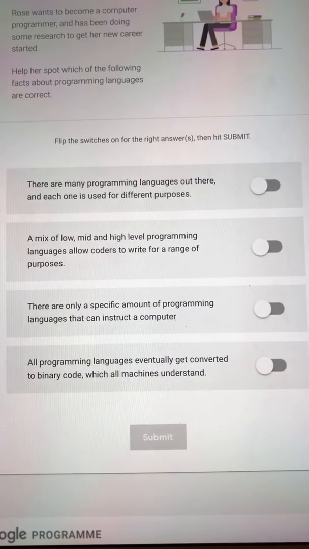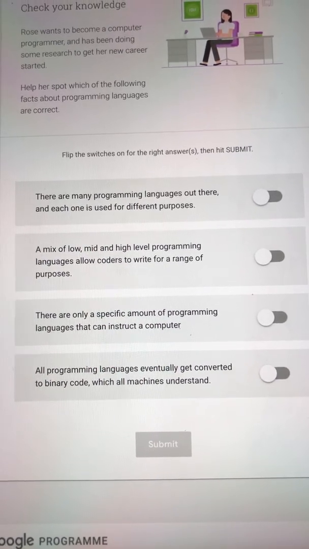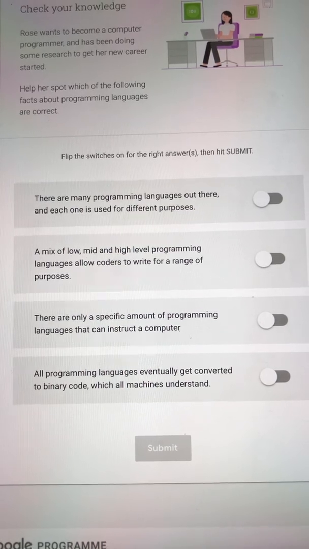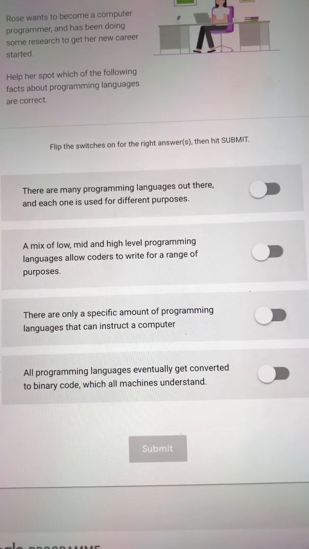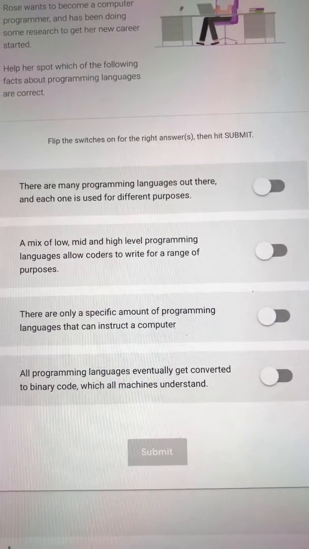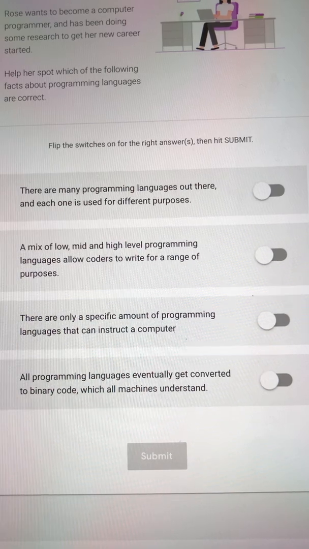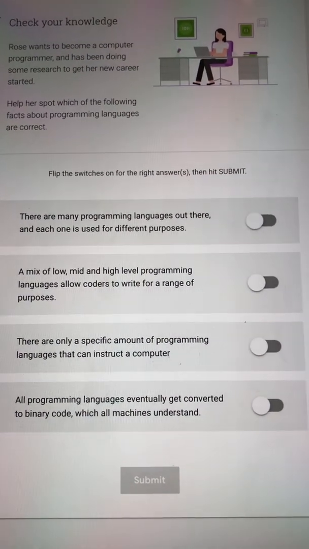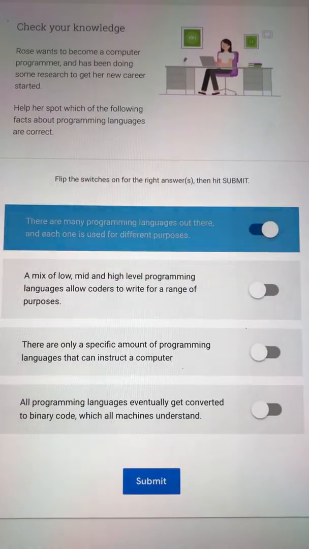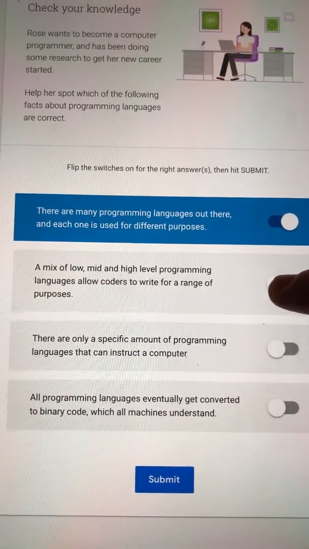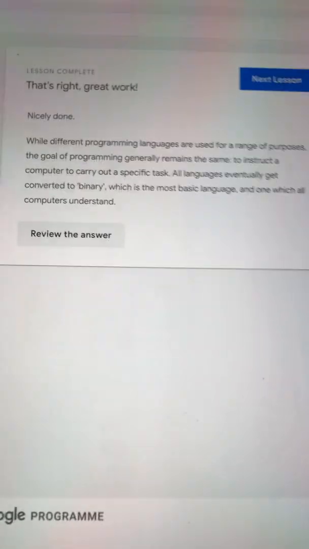Number 1, there are many programming languages out there and each one is used for a different purpose. Number 2, a mix of low, mid, and high-level programming languages allows coders to write for a range of purposes. And third one, there are only a specific amount of programming languages that can instruct a computer. Number 4, all programming languages eventually get converted to binary code, which all machines understand. So I have to select the right answers here. Here I go, I will select this one and this one and the last one. And let's check my knowledge. There you go. That's right.